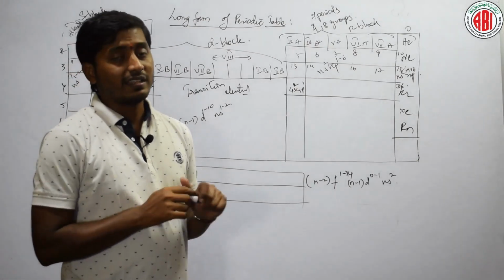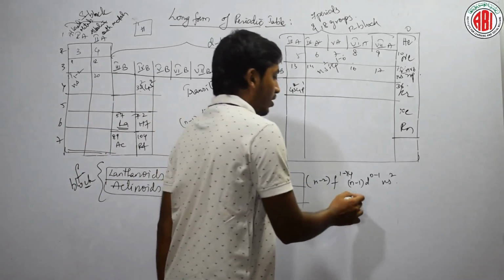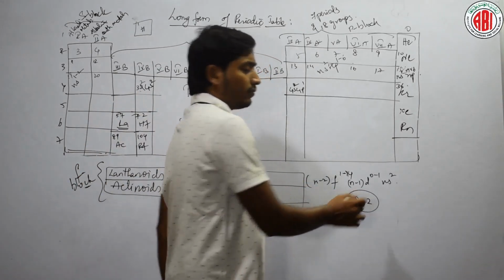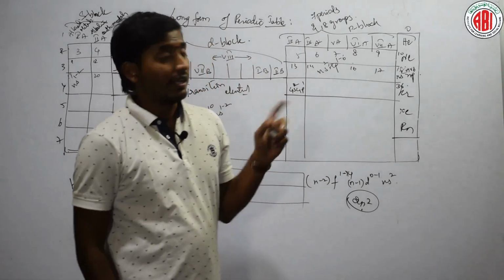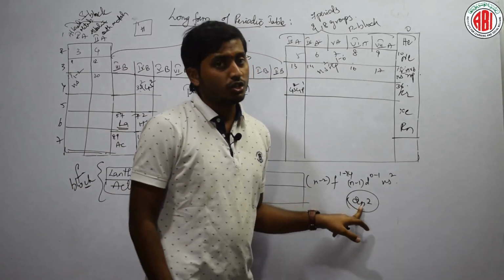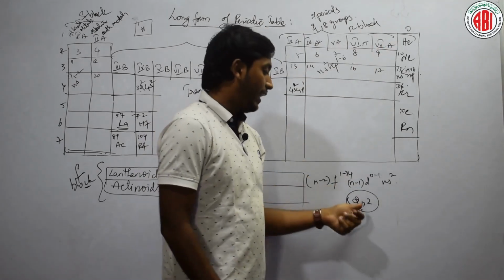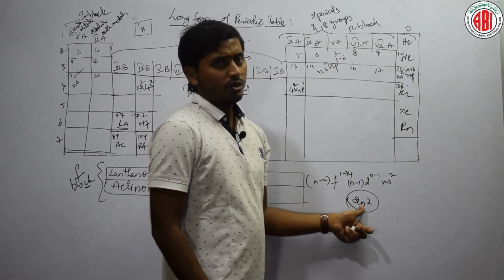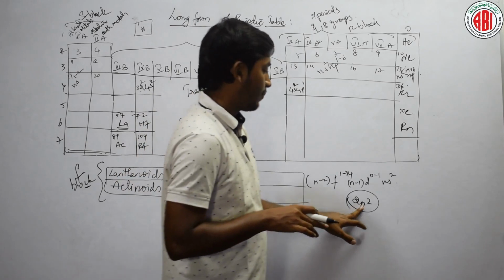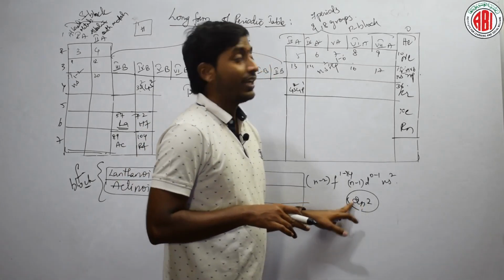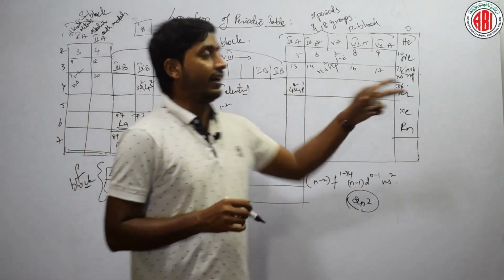We always know that the number of elements in a period is based on the 2n square formula, isn't it? If it is in the first row, n is 1, that is 2 into 1 is 2, so it will have only 2 elements, hydrogen and helium. When n is 2, 2 square is 4, 4 times 2 is 8, it consists of 8 elements. When n is 3, 3 square is 9, 9 times 2 is 18 elements in the next period.